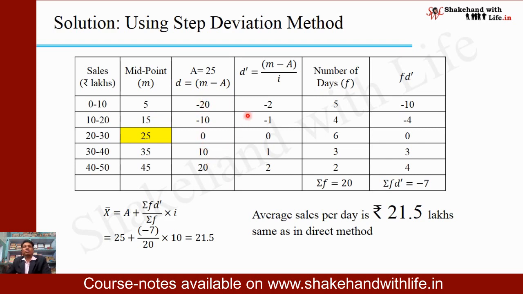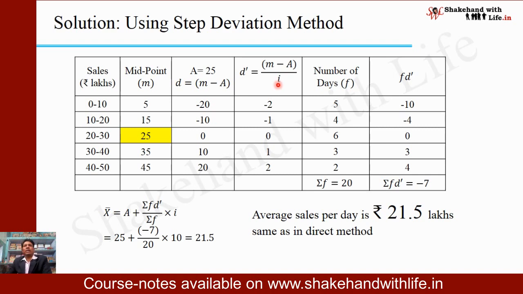Then the step deviation, d dash, for minus 20, because I is 10. 10 minus 0 is 10. The width of the class interval is upper limit minus lower limit. Upper limit is 10, lower limit is 0. You can find the class width by this methodology. Here in this second class, upper limit is 20, lower limit is 10. So 20 minus 10 is 10. So you need to divide here by 10.